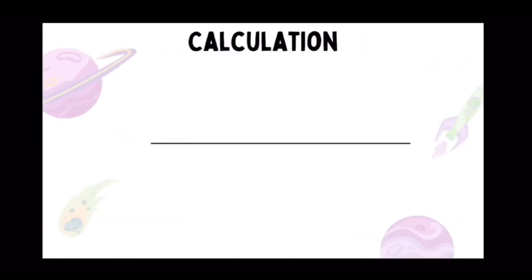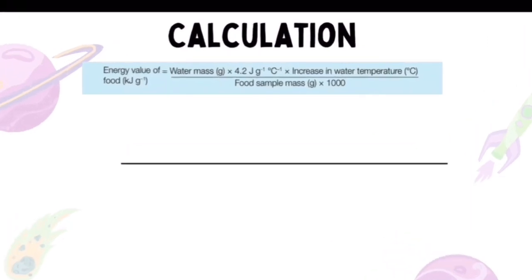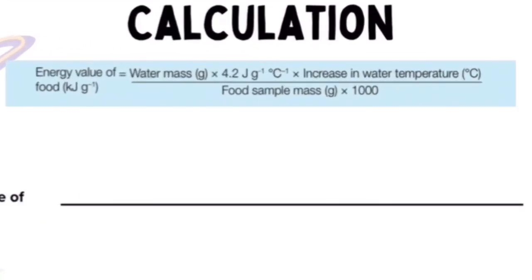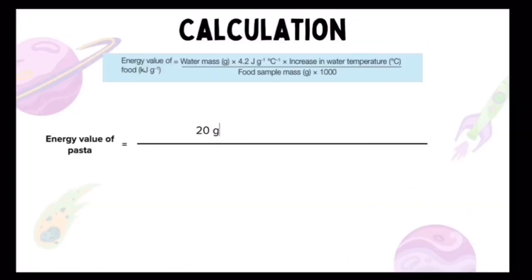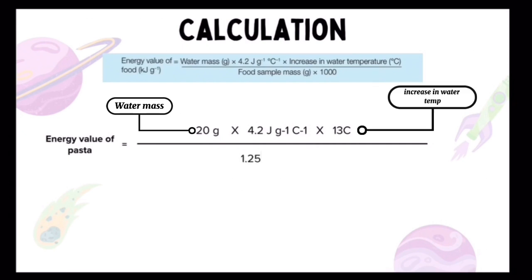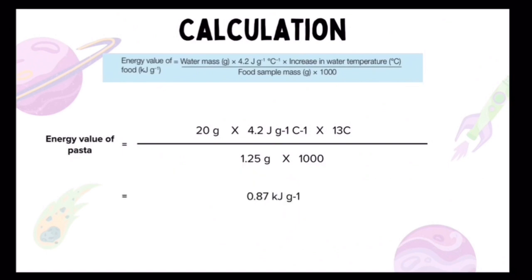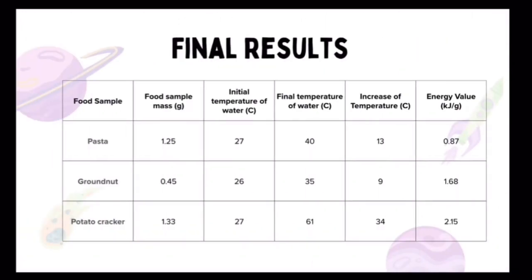To calculate the energy value of food, you need to use the formula: water mass times 4.2 joule per gram per degree Celsius times the increase in water temperature, divided by food sample mass times 1000. So the energy value of pasta is 20 gram, which is the water mass, times 4.2 joule per gram per Celsius, times 13 degrees Celsius, which is the increase in water temperature, divided by 1.25, which is the food sample mass in gram, times 1000. So the energy value of pasta is 0.87 kilojoule per gram. By using the same formula, you can also calculate the energy value of other food samples. Just fill in the data obtained in the formula and calculate using your calculator.